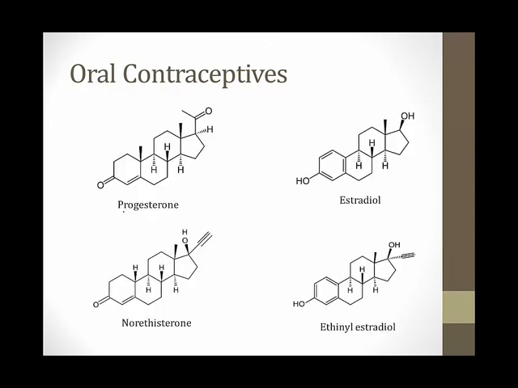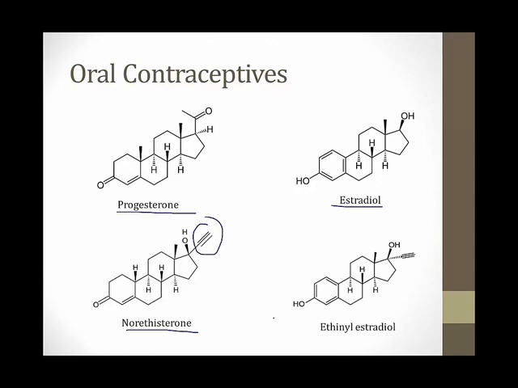Shown on this slide is the chemical structure of progesterone and estradiol. At the bottom left side of the screen is norethisterone, which is a progestin commonly used in oral contraceptive pills. You can see that it has a structure very similar to progesterone. It also has this unusual triple bond between two carbon molecules. This gives it a very stable structure so that it can be taken orally.